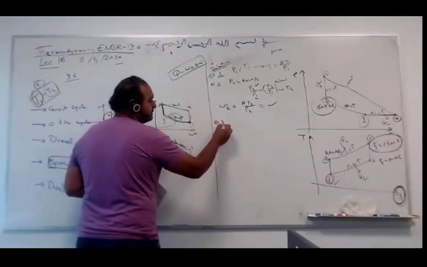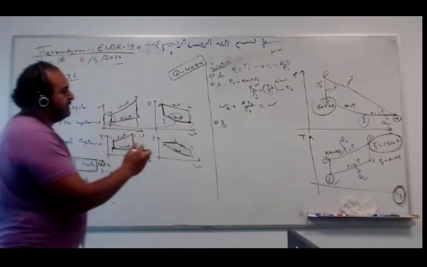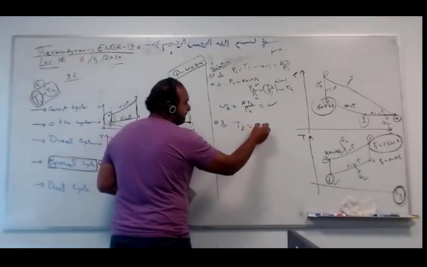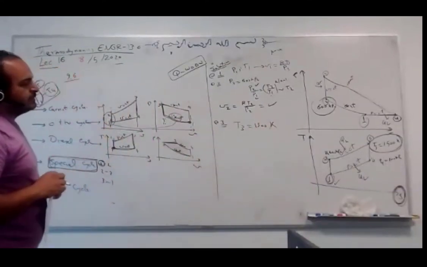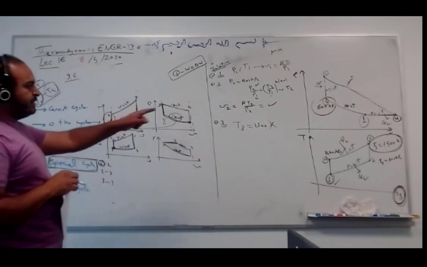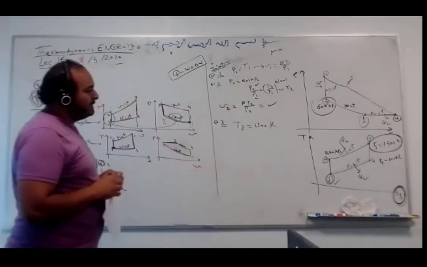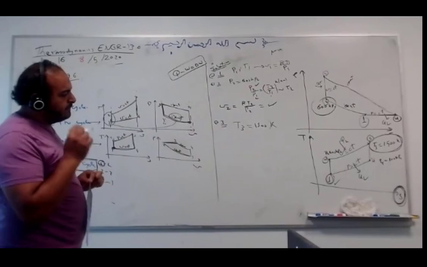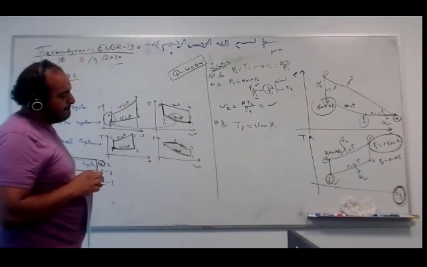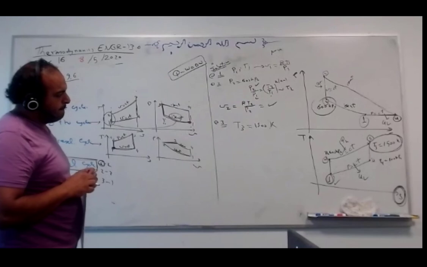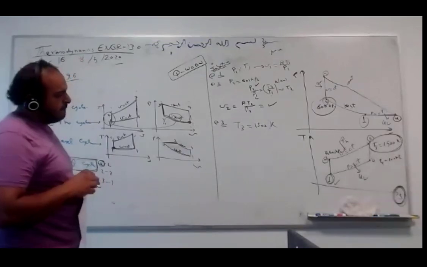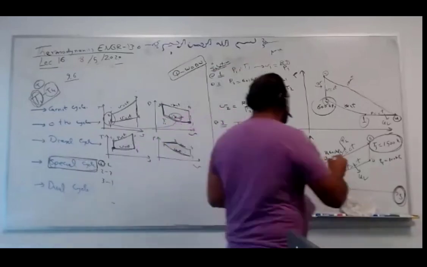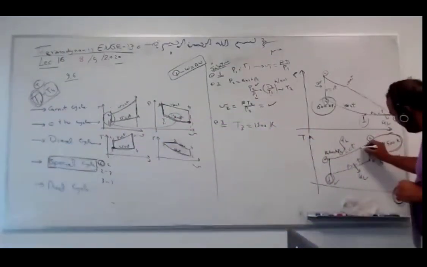Now state 3. What I know about 3, guys, he gave me T3. Given, in Kelvin. So make sure it's Kelvin. Everything is supposed to be Kelvin. His temperature is Kelvin. Everything is Kelvin. What else I know about 3, guys? Look here and look there.